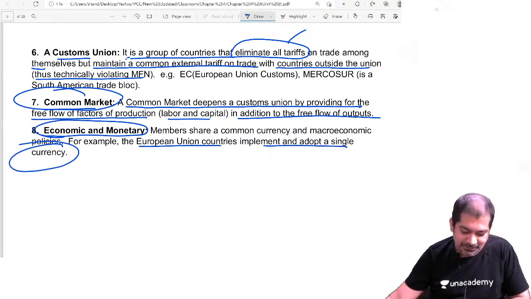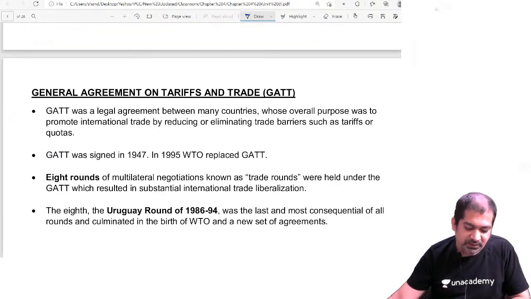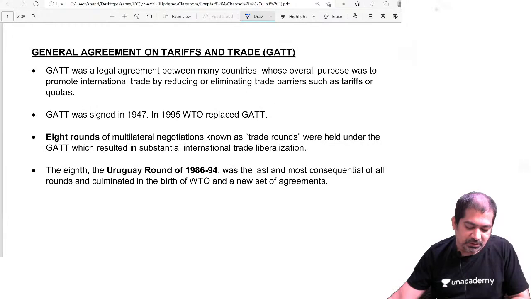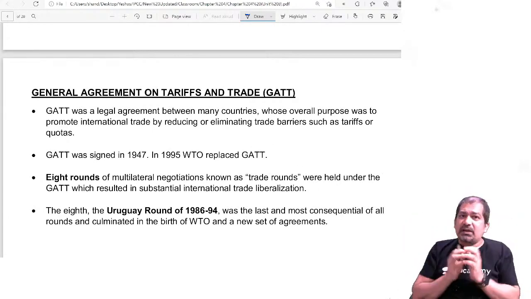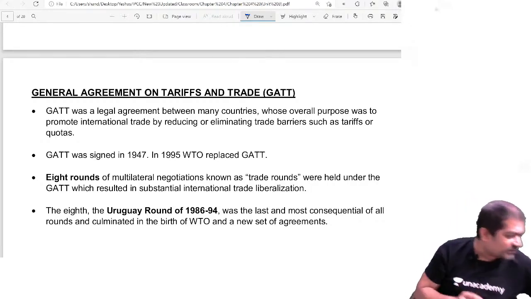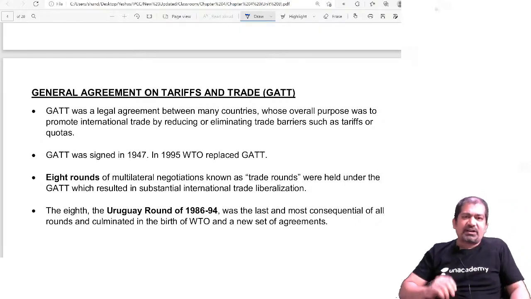Alright. Clear. Now, let's come to the concept of the General Agreement on Trade and Tariffs. Before we go into it, let me give you a background, because sometimes when a question is asked, you just apply this common rule and you'll see how easy it becomes to answer the question. You just stick with me. Alright. So what is the General Agreement on Trade and Tariffs?